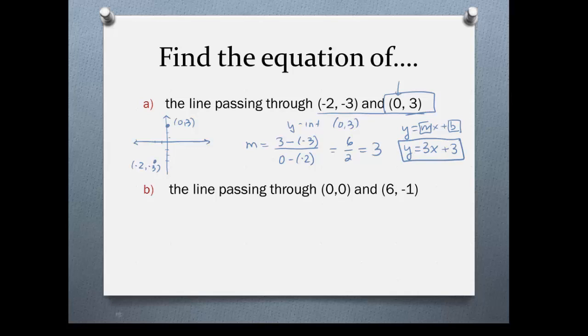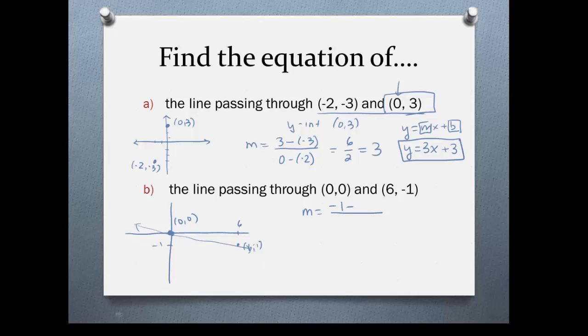Okay. Second one here passes through 0, 0, and 6, negative 1. 0, 0, that's right there on the origin. And 6, negative 1, that's down here in quadrant 4. So if I draw this line in here, that looks like it's got a negative slope. So let's see if we can come up with what the slope is.